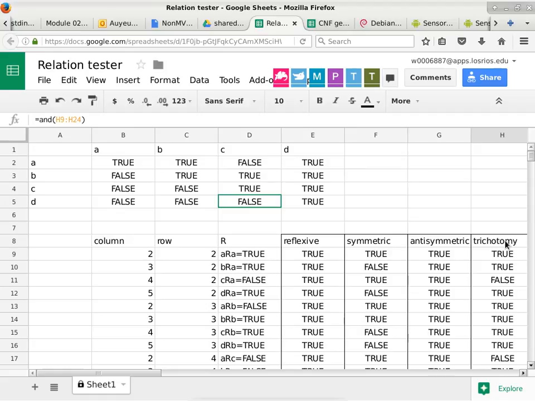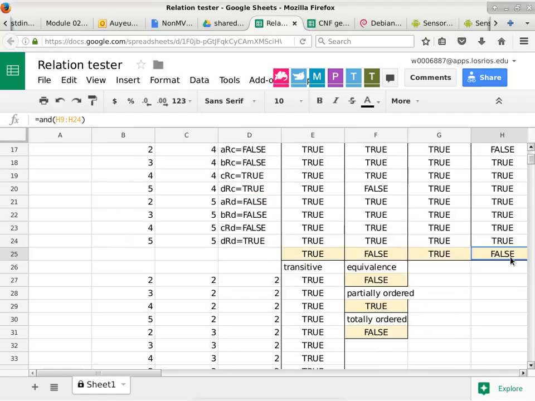So, okay, let's take a look at how this cell is utilized. This particular cell is only used in this one. So when you look at what is being totally ordered, it is referring to F29, which is this one. So in order for a relation to be totally ordered, it has to be partially ordered first. But then it also relies on H25, which is trichotomy. So in order for something to be totally ordered, it has to be both partially ordered and also have trichotomy applicable.